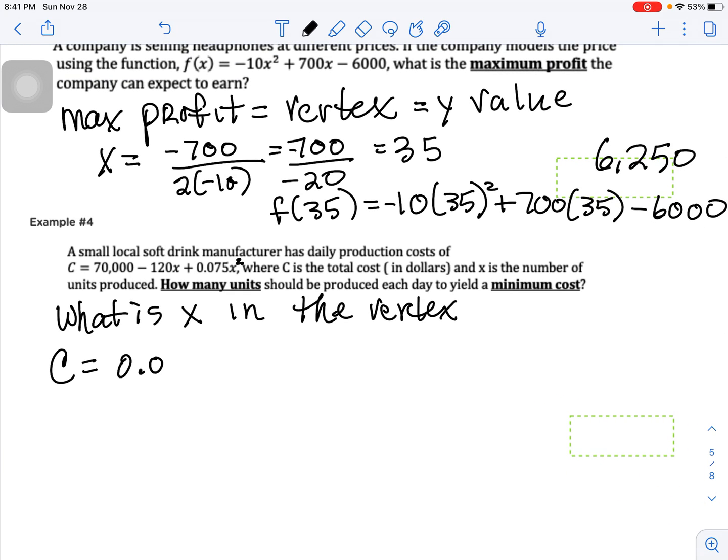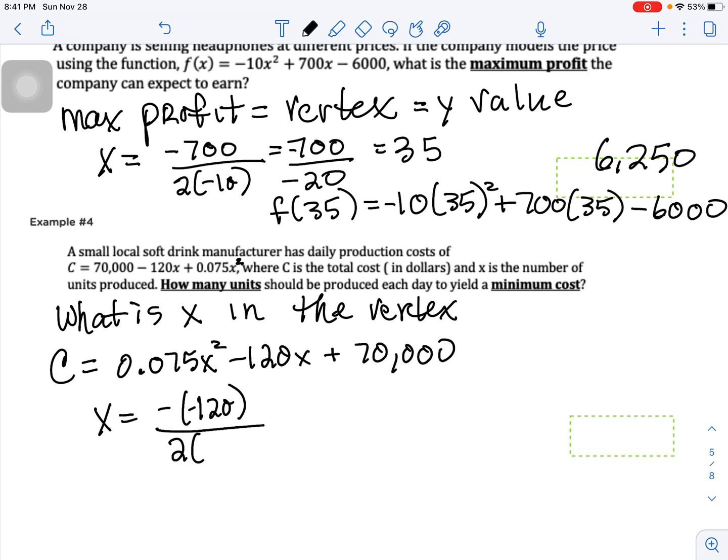So that's going to be 0.075x squared minus 120x plus 70,000. And we're going to go ahead and calculate the vertex. So x equals the opposite of b over 2a. Be very careful when you type it in your calculator that your calculator is calculating 2 times 0.075. So this is 120 divided by that product.